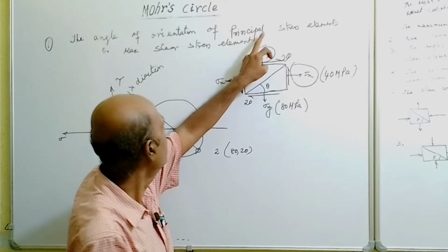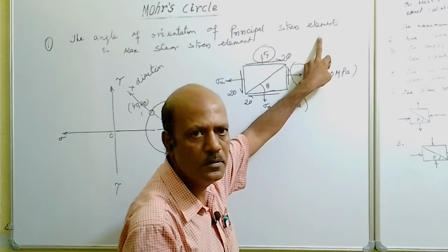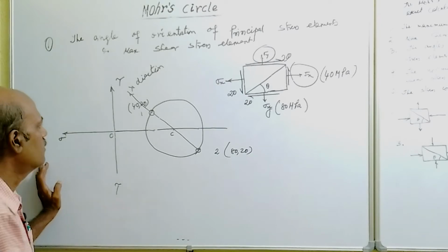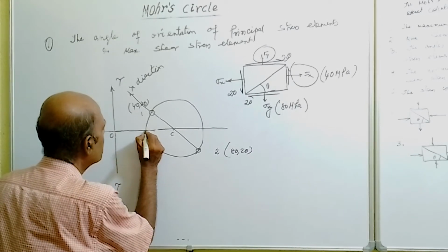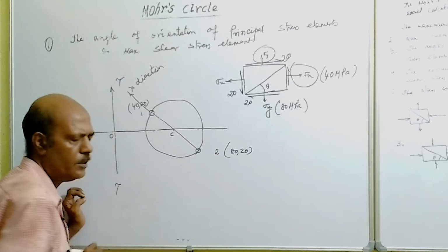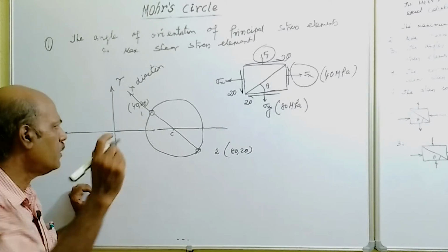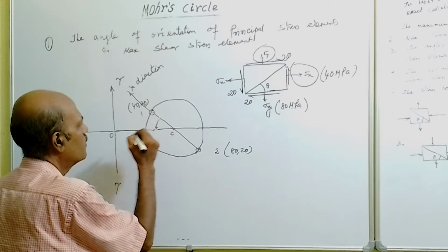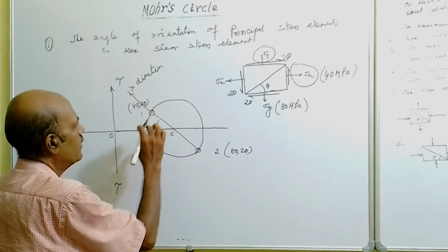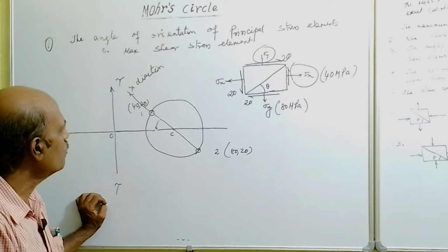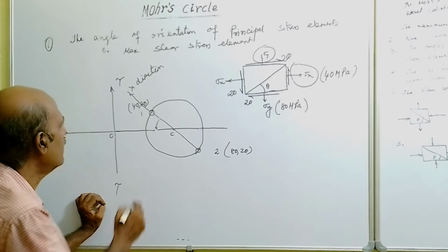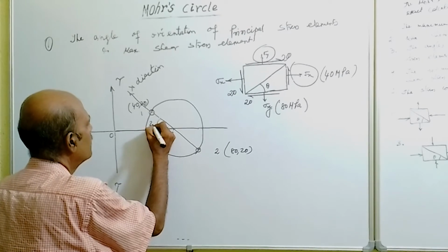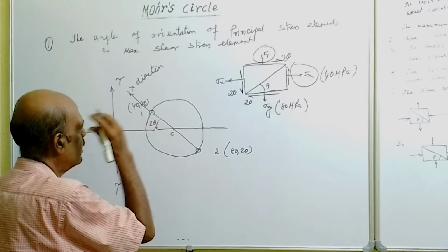Now we want to find the angle of orientation of the principal stress element. For this, we know the principal stress we will get at this point and at this point. Now for this we have to rotate this by this much angle. So we have to rotate the x direction by this angle, which is 2 theta that we are considering.